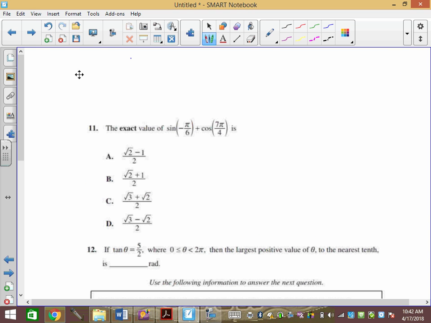The exact value of sine of negative pi over 6 and 7 pi over 4. So this is sine of negative 30 plus cos of what's 7 pi over 4? 315?